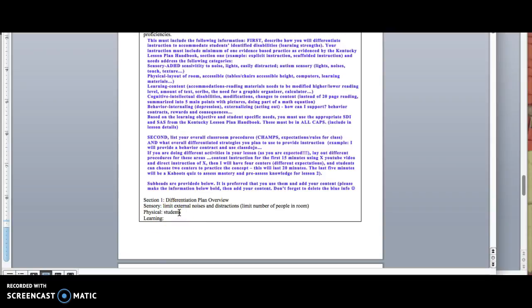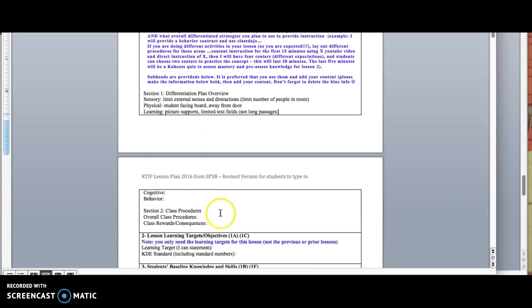Limit number of people in room. Physically, I'm going to seat the student facing the board, away from the door. In my learning environment, some differentiation that I'm going to include would be picture supports, limited text fields, so not long passages. So fill in what specifically you're going to do to differentiate.